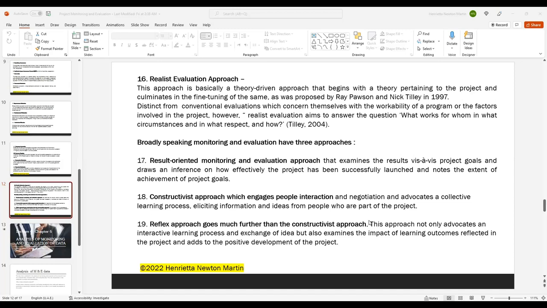Next is the reflex approach, which goes much further than the constructive approach. This approach not only advocates an interactive learning process and exchange of ideas, but also examines the impact of learning outcomes reflected in the project and adds to the positive development of the project.